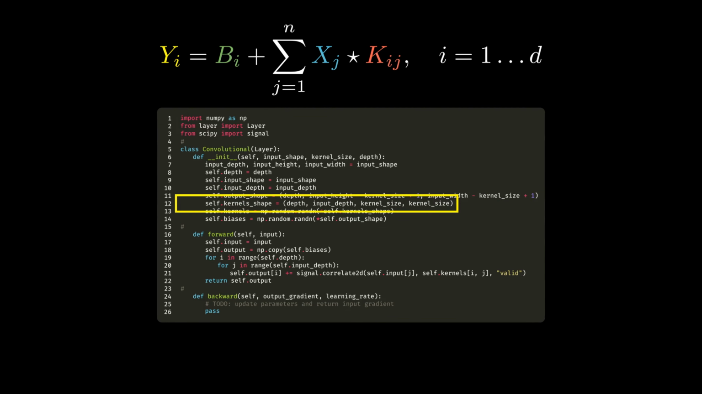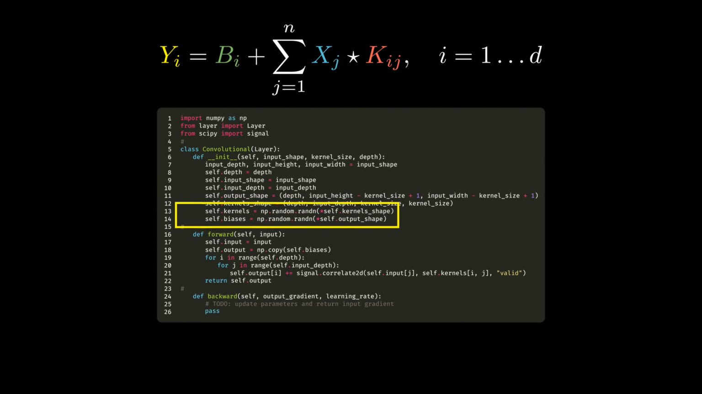The following line computes the shape of the kernels. This one is 4-dimensional, since we have multiple kernels, and that each kernel is a 3-dimensional block. Looking at these 4 dimensions, the first one is the number of kernels, or the depth. The second one is the depth of each kernel, which is the depth of the input. And the last 2 are the size of the matrices contained inside each kernel.